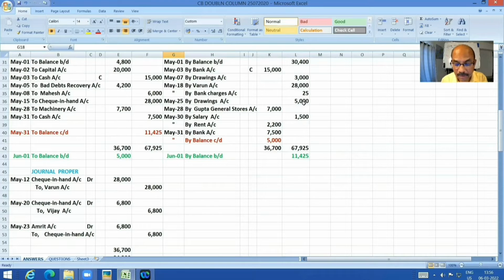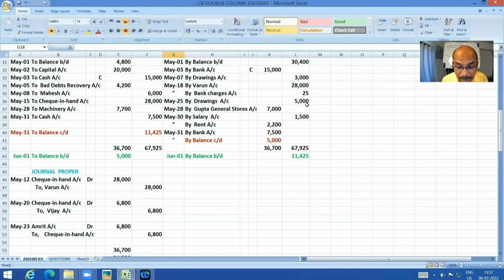Okay. Bought goods from Gupta General Stores for rupees 10,000 on credit, and they allowed us trade discount 25%. It doesn't have a place whatsoever in the cash book. Why? It's routed through the day book, the purchase day book. How much amount have you shown? 7,500, because net of trade discount only the story starts.